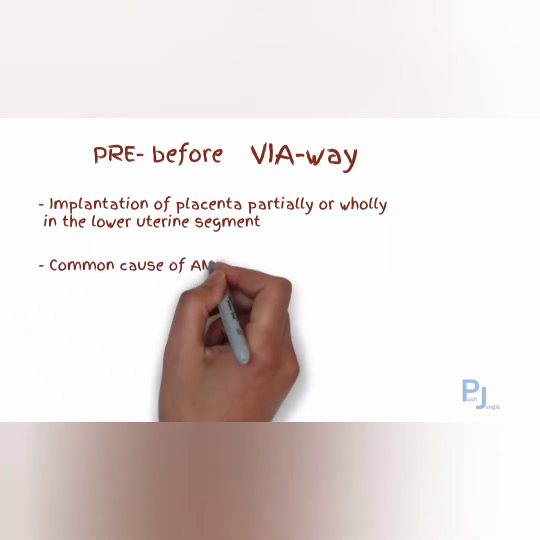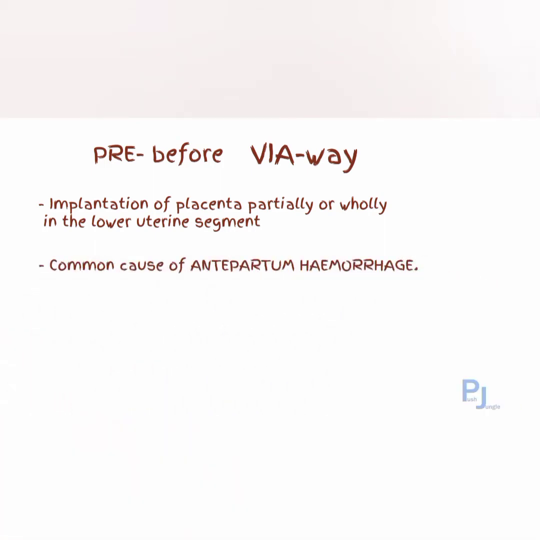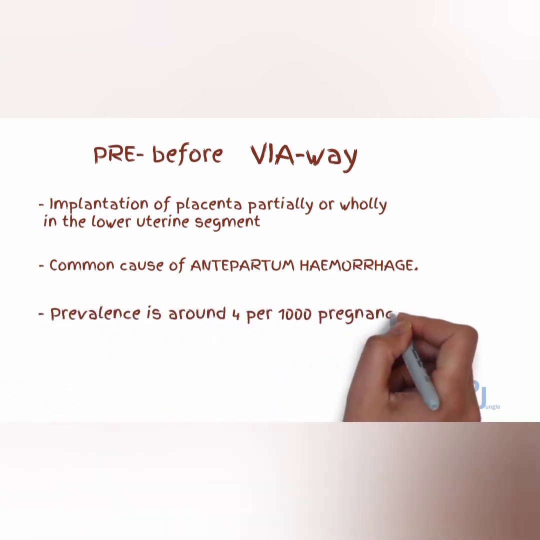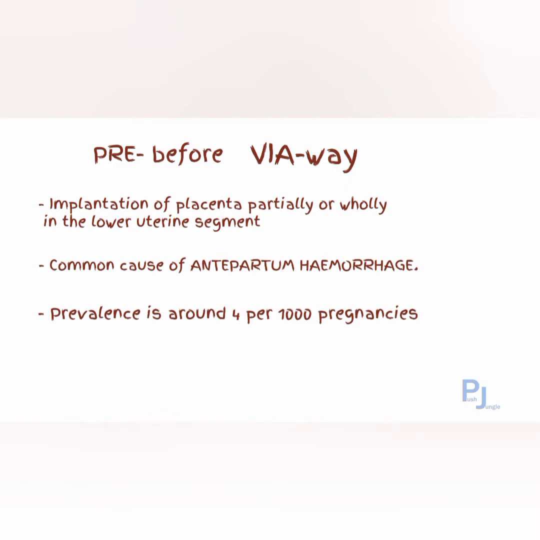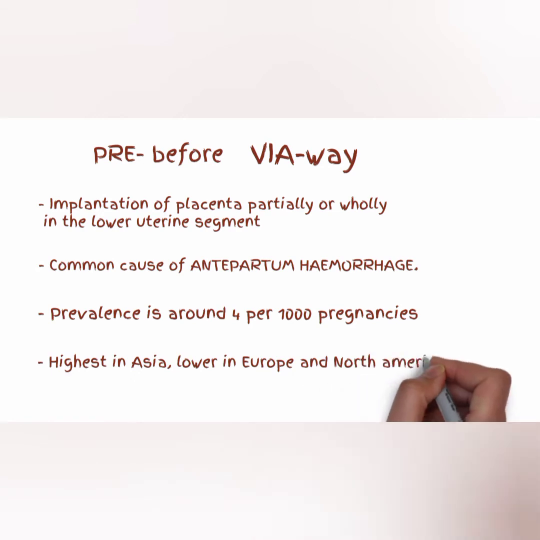It is one of the common causes of antepartum hemorrhage. Usually, it causes about 30% of antepartum hemorrhage. The prevalence of placenta previa is around 4 per 1,000 pregnancies. Highest incidence is seen in Asian countries, and it is lower in European countries and North American countries.